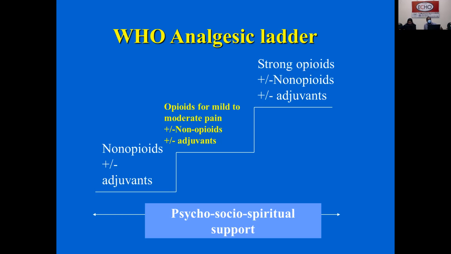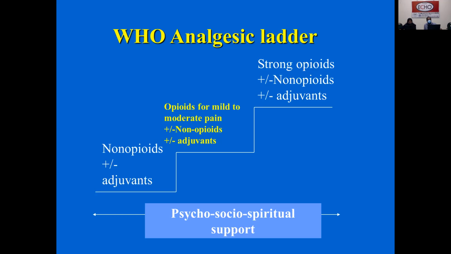Okay. And in the second step, you can see it is opioids for mild to moderate pain, plus or minus non-opioid, plus or minus adjuvants. So what are the opioids that we can use to treat mild to moderate pain? Tramadol, tapentadol, codeine. These are the opioids which are available in India. And codeine is not usually used now. Tramadol is being used by many.